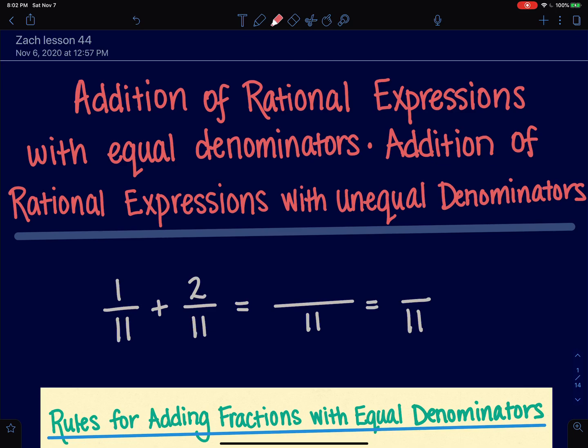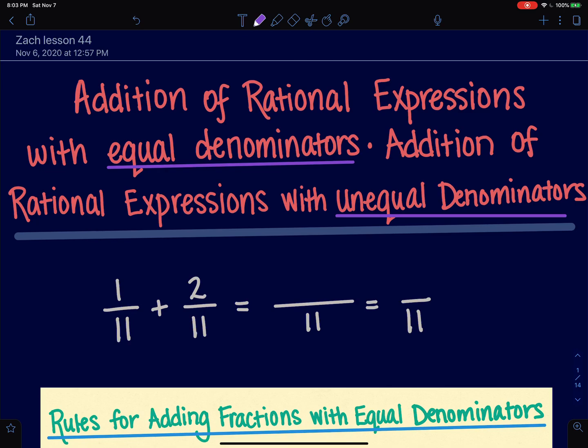Lesson number 44 goes over addition of rational expressions when they have equal denominators and when they have unequal denominators. So this was sort of what we were setting up for last time when you were finding the least common multiple of algebraic expressions. Now we're going to start adding fractions that contain algebraic expressions. Some of them are going to have equal denominators, and some of them unequal denominators. So we're going to learn how to deal with both, okay?